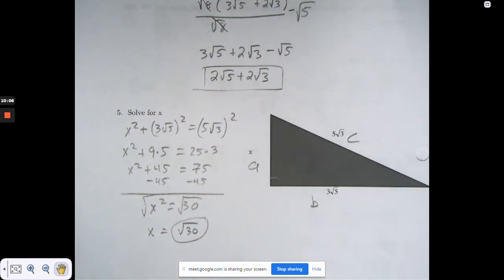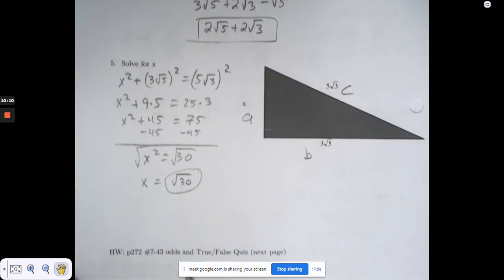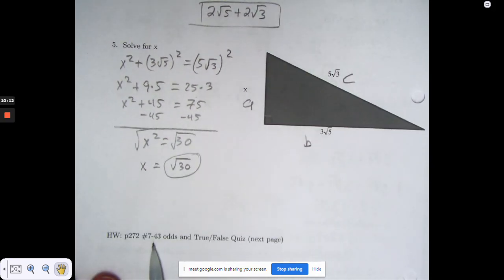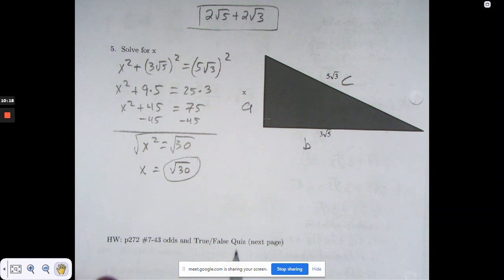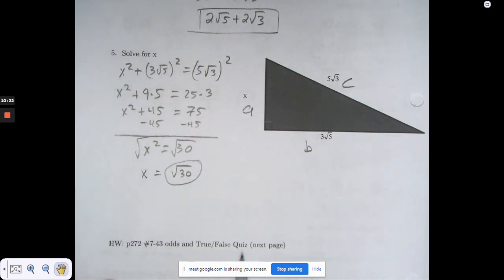So for homework for you guys tonight, we're going to do the 7 through 43 odd that it says at the bottom, and that's going to be turned in one place. And then you're going to take the true-false quiz that's on the next page, and there'll be a separate turn-in for that. And that will also be graded and will go in the book as a graded assignment.